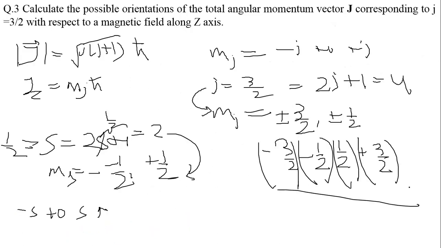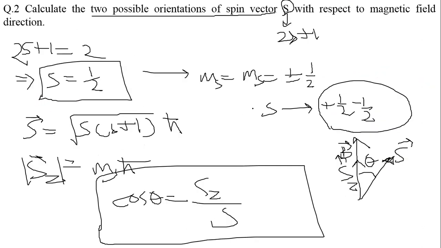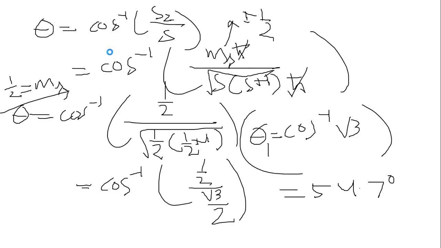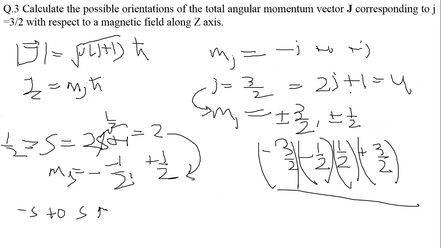Since j equals 3 by 2, there are four mj values. Like in the previous case we found two possible orientations of spin vector s. Since 2s plus 1 gives the number of orientations, for s equal to half we have two orientations. Similarly, for j equal to 3 by 2, the value of 2j plus 1 is 4. So there will be four values of mj, from minus j to plus j, that is minus 3 by 2, minus half, half and 3 by 2.